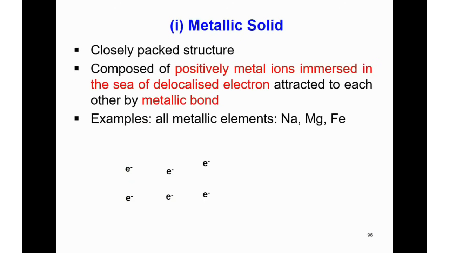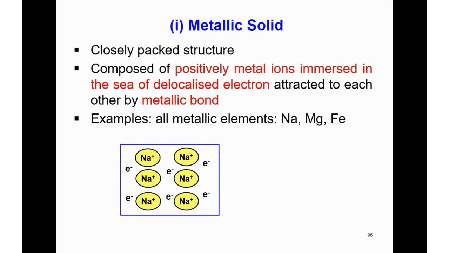So all metallic elements are metallic solids. For example, elements from group 1, group 2, and also transition metals. This is an example of a sea of delocalized electrons for sodium. Positive sodium ions are immersed in the sea of electrons of sodium.